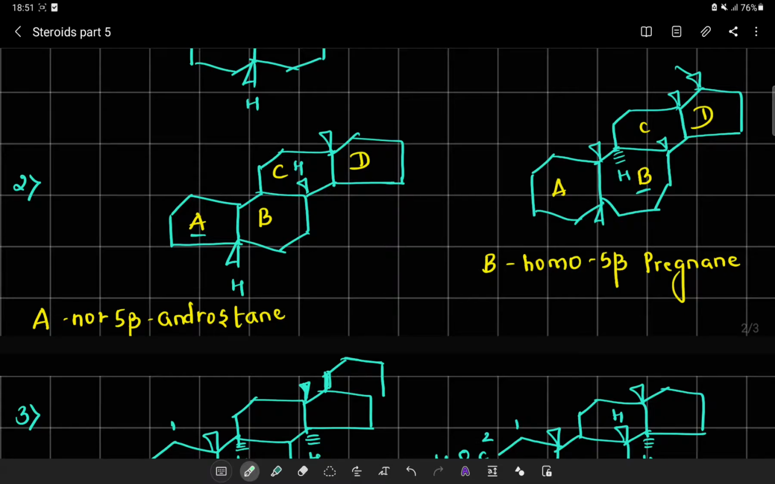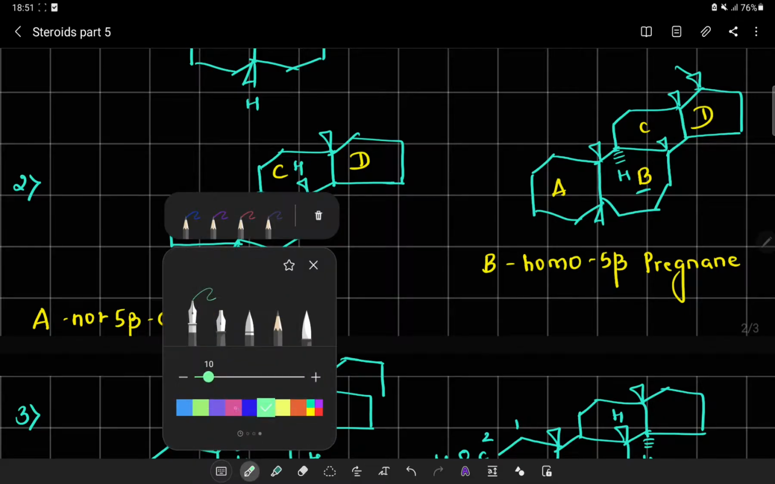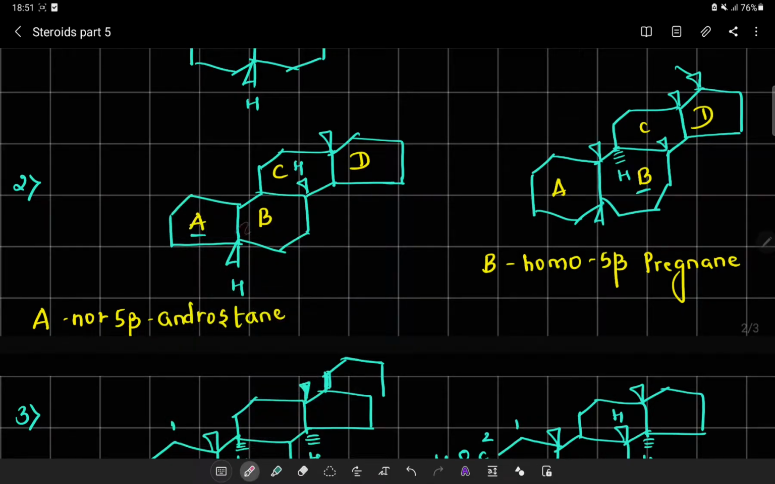Now for example, if I consider rings A, B, C, D, and I observe ring A here, it has not got a 6-membered ring. Instead, it has got a 5-membered ring. The ring system that I am observing is a 5-membered ring. Hence, it has to be given as A-nor-5-beta-androstane structure. That means one of the CH2 groups is missing over there. That is why the nomenclature is said to be nor system.